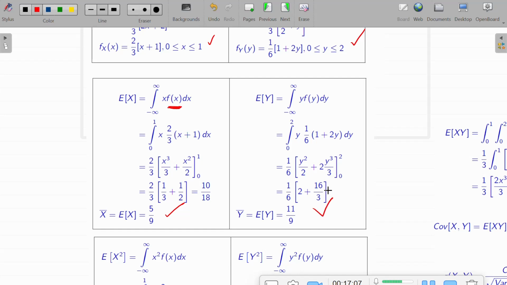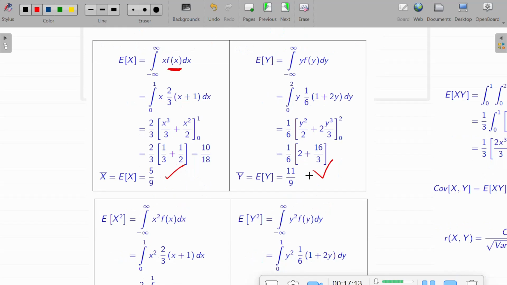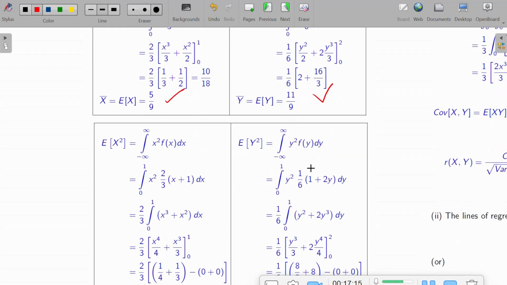Okay, so we have to find the standard deviation, right? To go for the standard deviation, I have to find the variance first. So we know the formula for the variance of x and y. The variance of x is nothing but the expectation of x square minus the square of the expectation of x.